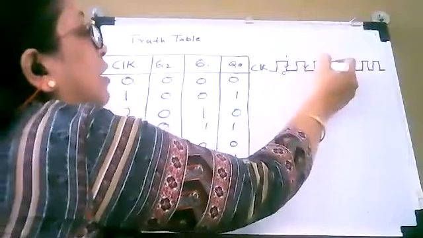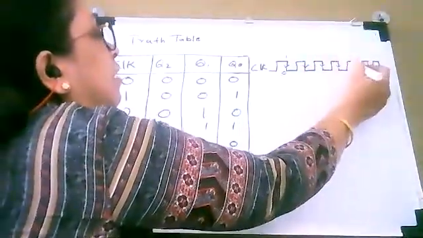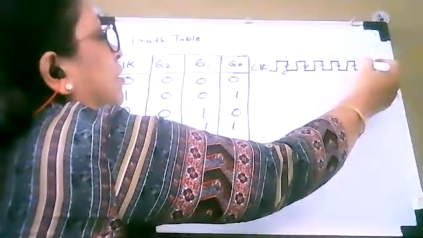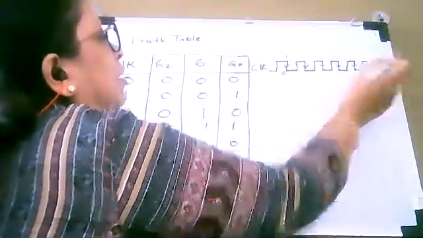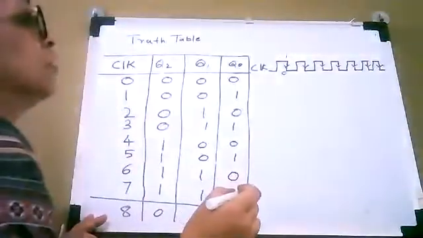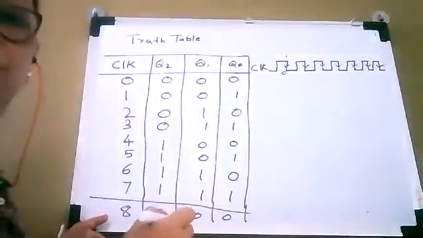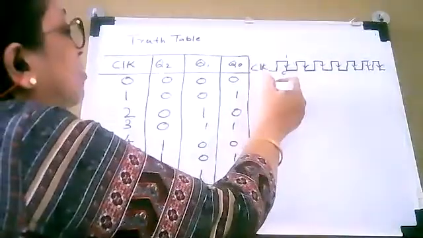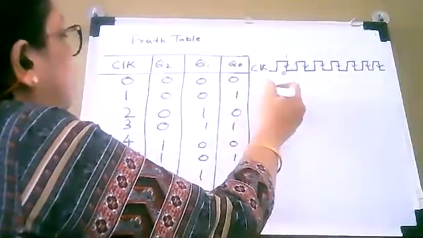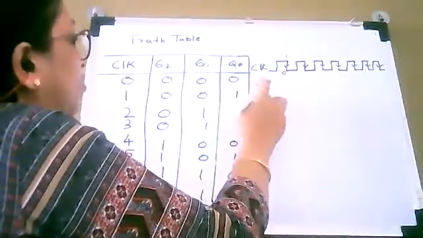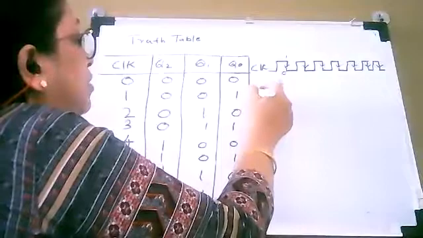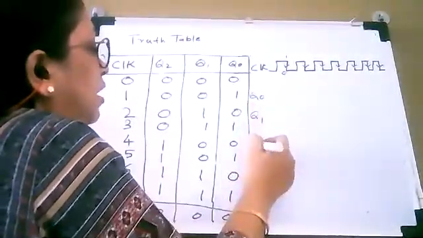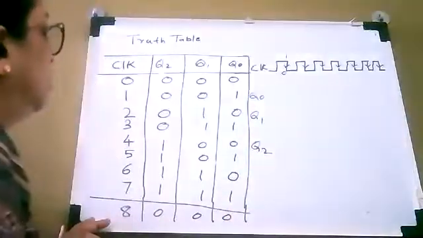1 to 0. Okay. So let us see whether we have 7 trailing edge clock pulses. Yes, there are 7. Okay. So for the 0th clock pulse, here what you have to do is you have to write Q0, then Q1, and then Q2.